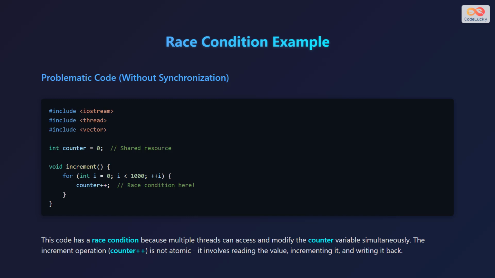The problem is that this code has a race condition because multiple threads can access and modify the counter variable simultaneously. The increment operation counter++ is not atomic, meaning it involves reading the value, incrementing it, and writing it back, which can lead to conflicts when multiple threads are involved.